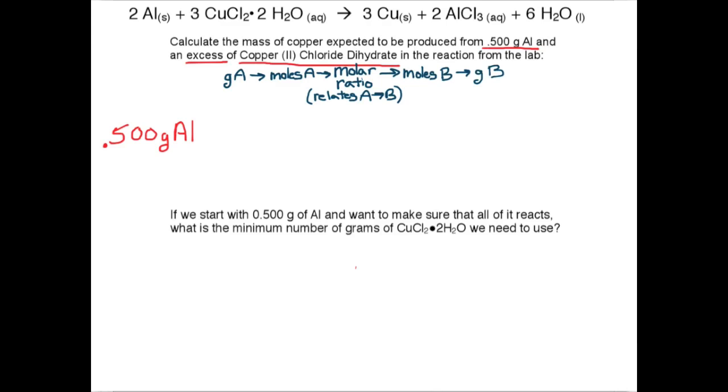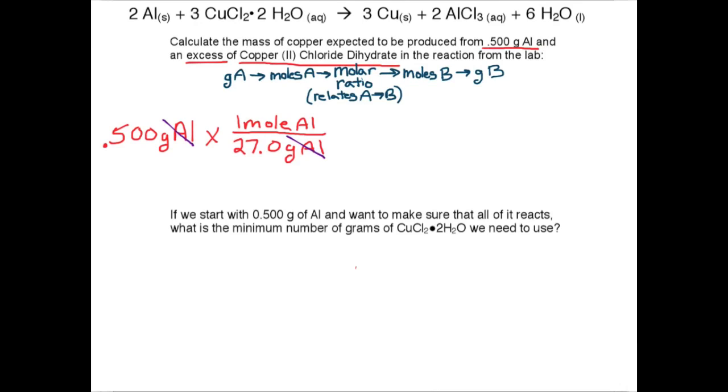Now, to convert from the number of grams of aluminum into the number of moles of aluminum, we'll multiply by the molar mass. Now, you'll notice I'm putting the number of grams of aluminum on the bottom. Do you remember why that is? That's because I want to cancel the grams of aluminum and leave moles of aluminum on top.